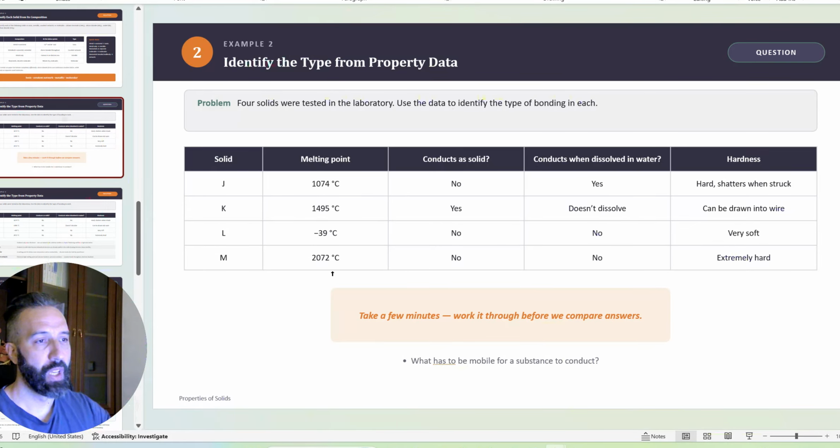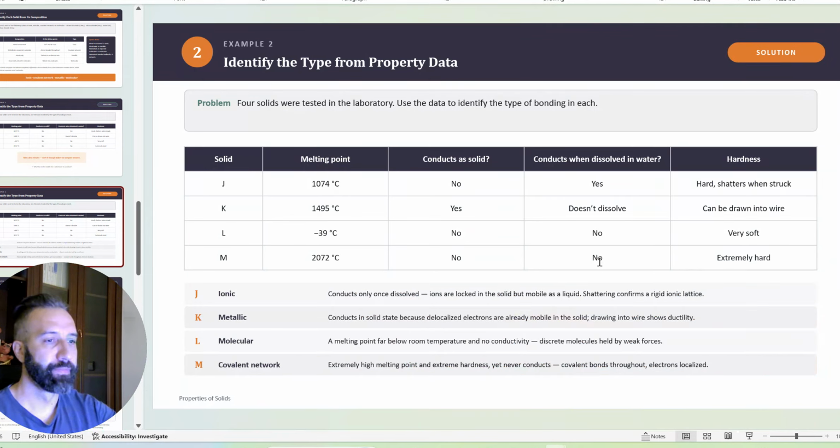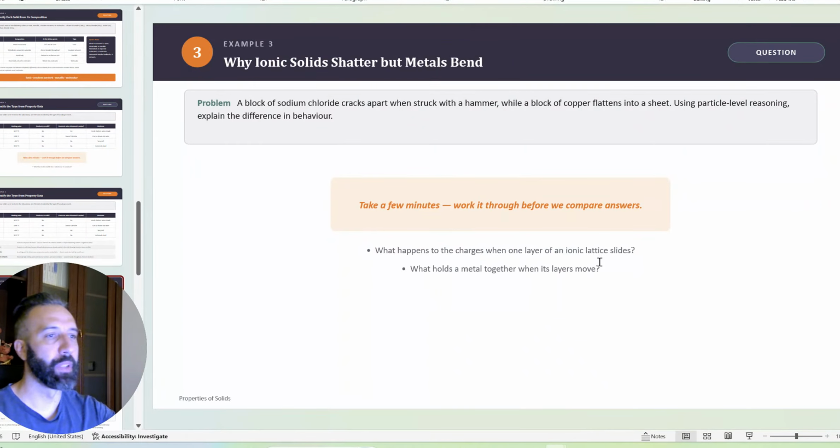Yep. And this has a high melting point, does not conduct as a solid, does not dissolve in water. This can only be a giant molecular structure. This can be probably diamond, right? And yes, we are right. Let's go to the next one.